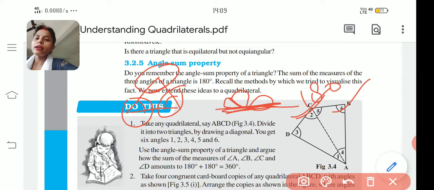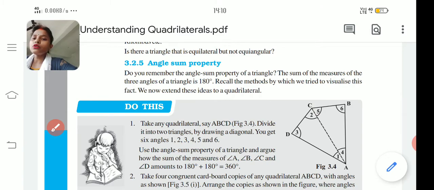In the same way we were finding the angle sum property of the triangle. So by using this method only we will find the angle sum property of the quadrilateral also. Is it clear to you all?